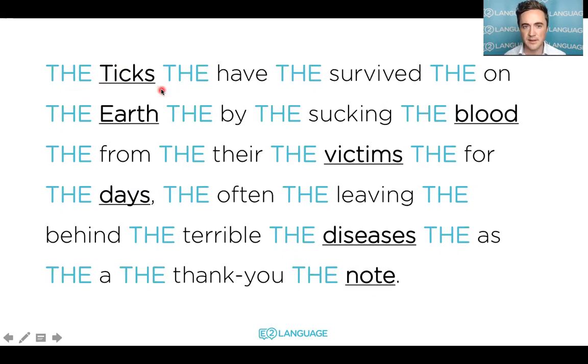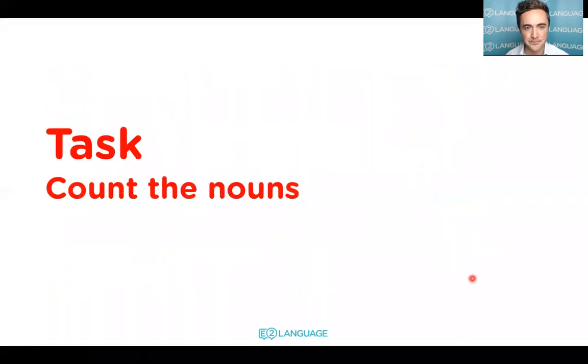So the ticks, good. The have, no. The survived, no. The on, no. The earth, yes. The by, no. The sucking, no. The blood, yes. The victims, the days, the diseases, the note. Ticks, earth, blood, victims, days, diseases, and note are the nouns in this text. How did we identify them? We identified them by putting the word "the" before it and seeing if it works or not. If it works, it's a noun. If it doesn't, it's another type of word. That's a cool mental trick.